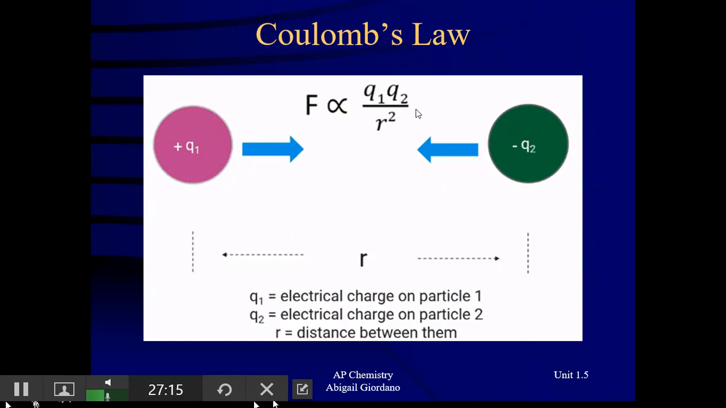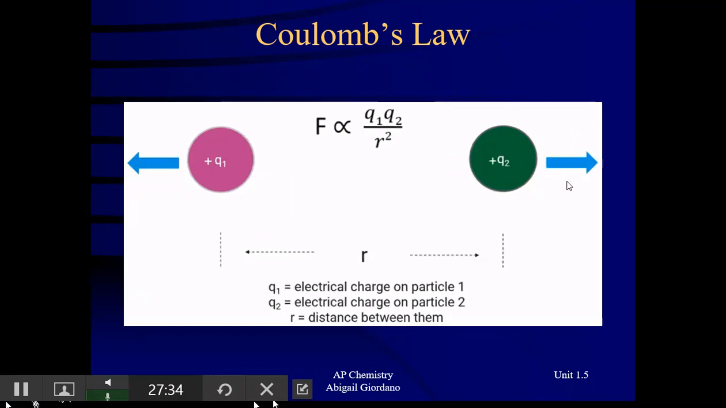And what this picture is illustrating is that when you have oppositely charged particles, they will exhibit a force of attraction. Essentially, if you plug all these numbers in, if you get a negative answer, that means attraction. If, however, your charges are the same, they're both positive, they will repel. Because if you multiply a positive number times a positive number divided by another positive number, if the force comes out to be positive, that means they will repel each other.